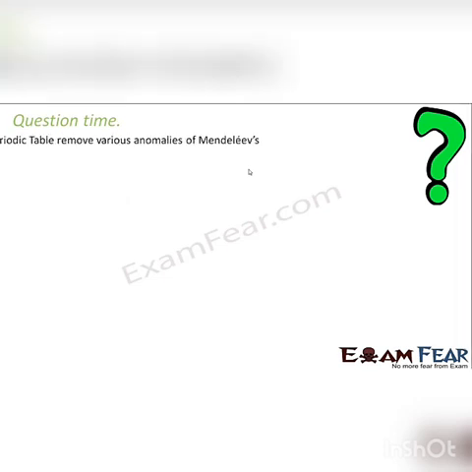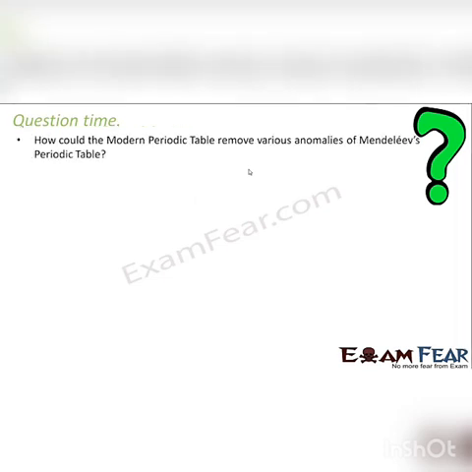Now it's the question time. How could the modern periodic table remove various anomalies of the Mendeleev periodic table? See, the first thing was that the Mendeleev periodic table was unable to give hydrogen a place. This was cleared by our modern periodic table.